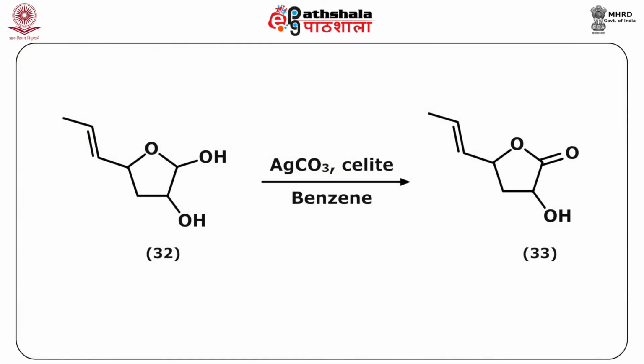Chemoselective oxidation of lactols over other alcohols. Oxidation of tetrahydro 5-prop-1-enyl furan 2,3-diol in the presence of silver carbonate and Celite to give selectively dihydro 3-hydroxy 5-prop-1-enyl furan 2(3H)-one. This methodology selectively oxidizes lactol in the presence of the other hydroxyl groups.